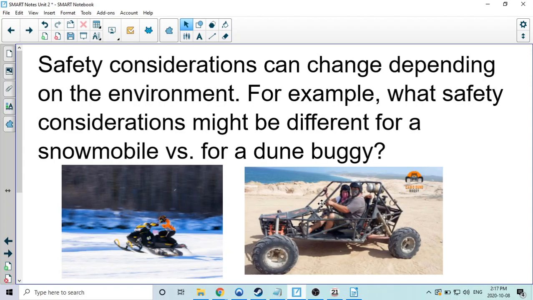So depending on what the structure is, it's going to need different safety considerations depending on where it's supposed to be used.